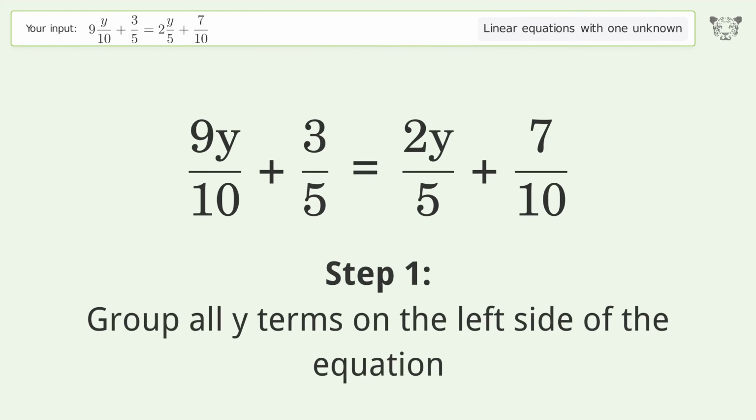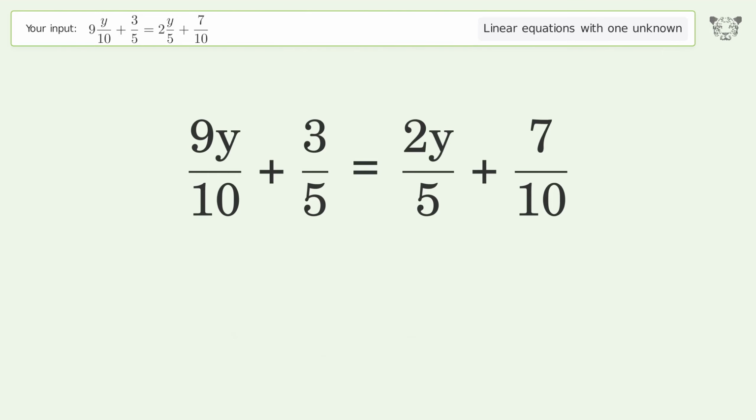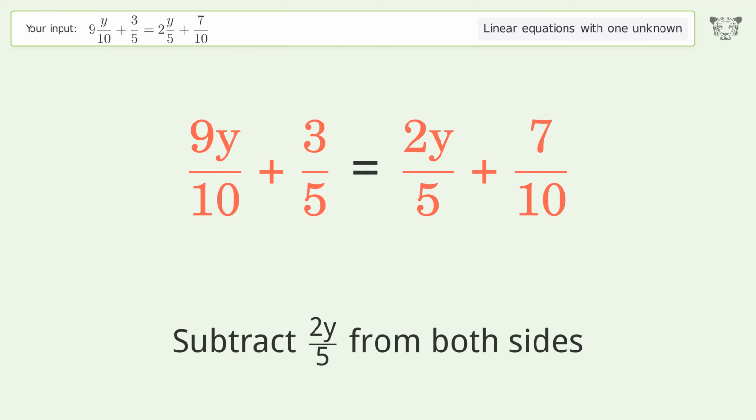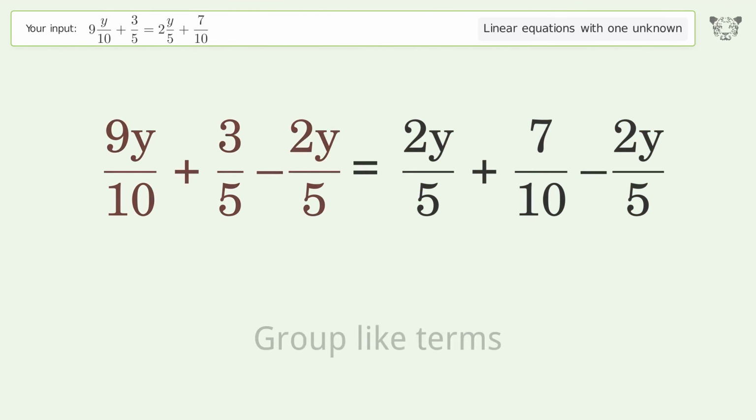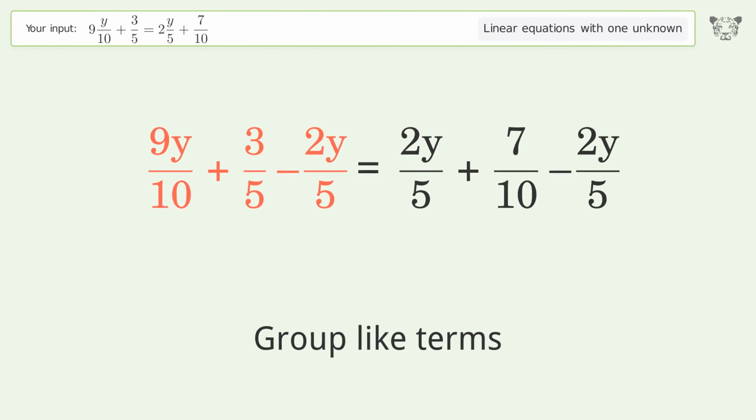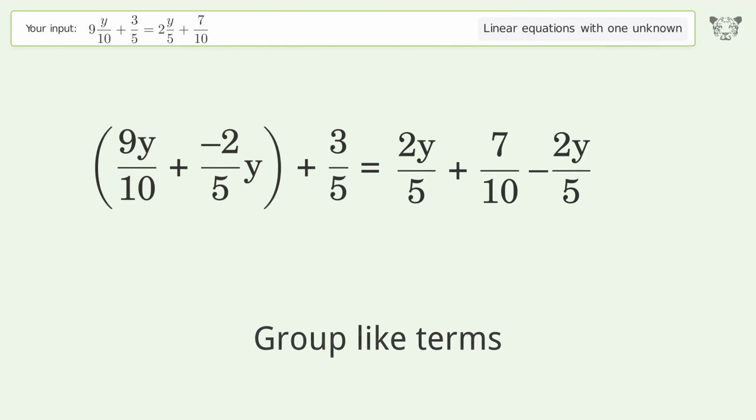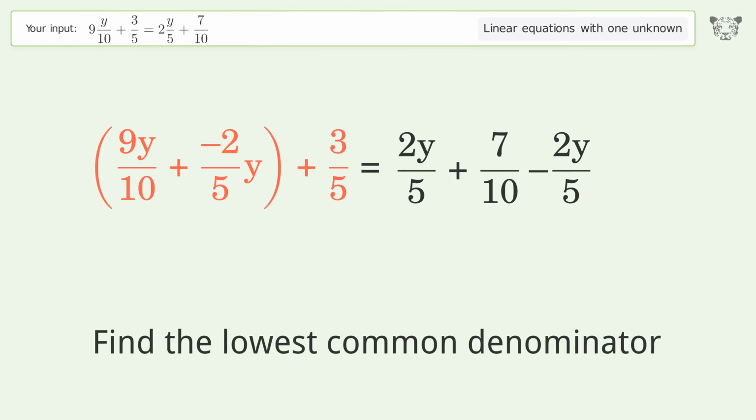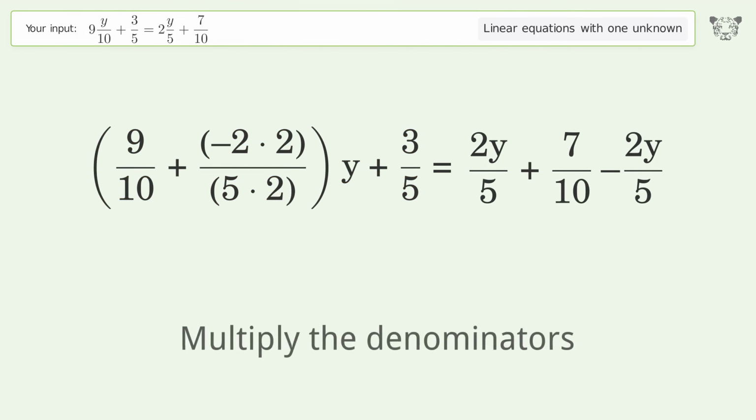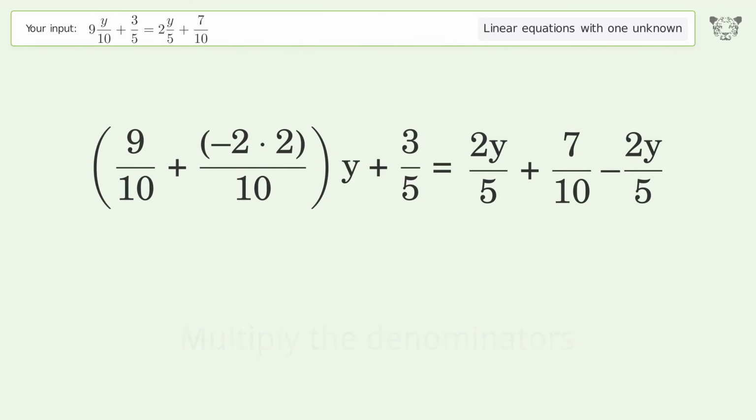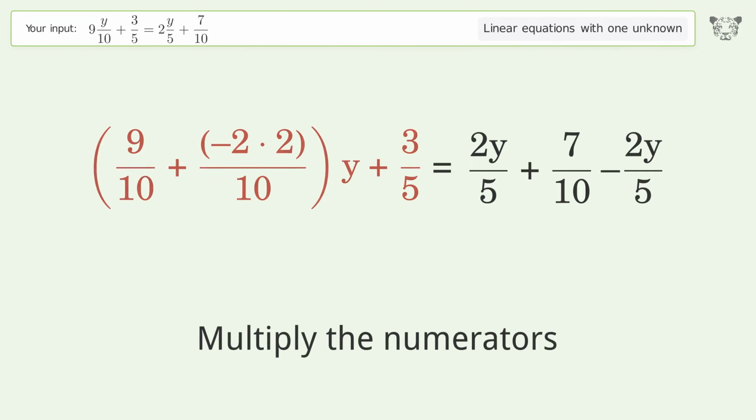Group all y terms on the left side of the equation. Subtract 2y over 5 from both sides. Group like terms. Find the lowest common denominator. Multiply the denominators. Multiply the numerators.